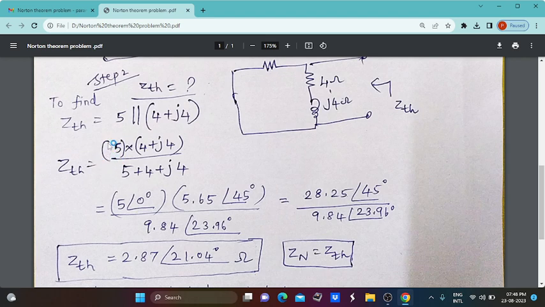So this is a pure resistance value, which does not consist of any reactive part. So we simply get the polar form value 5 angle of 0 degrees.